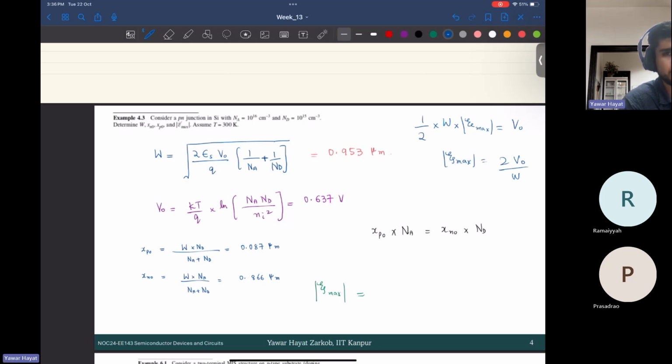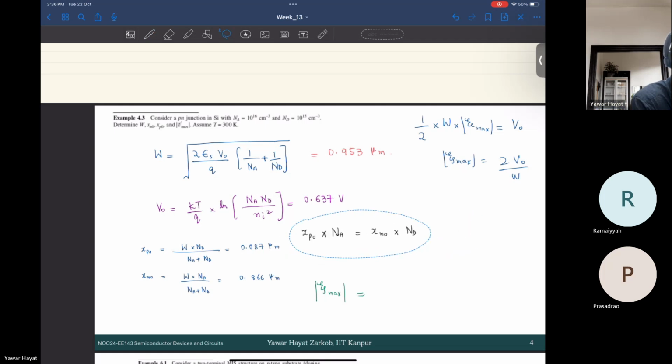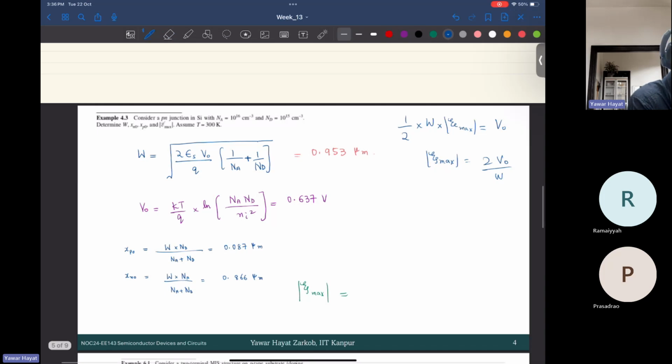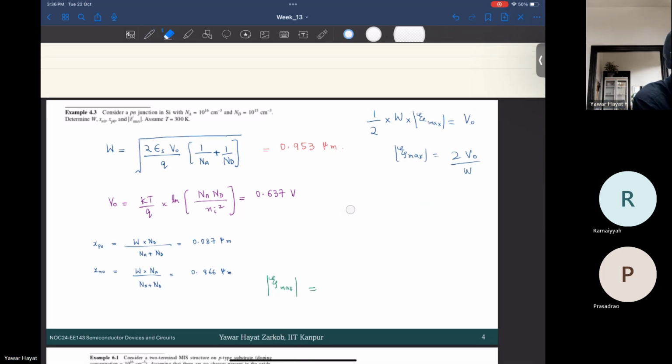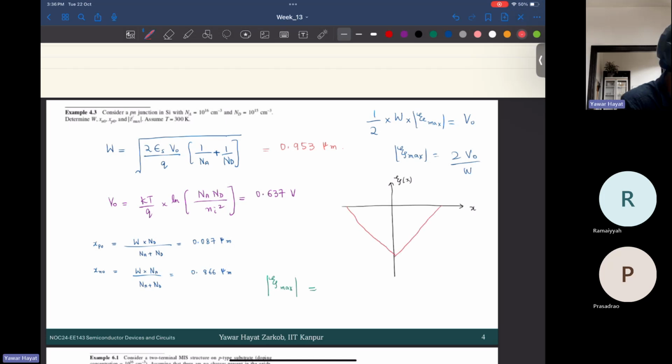Are we able to understand what I did there? No, probably not, right? Wait, I'll explain. I guess I should remove this. You know this. So this is how E of x varies, right? Remember?